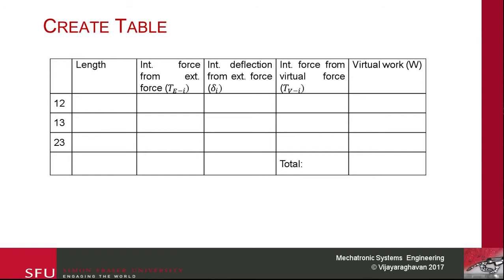The easiest way to do this is to have a table with the length, the internal forces, the internal deformation, the virtual forces, and the work done. I'll give you the lengths here. We already calculated all of these values, so we're going to fill in the forces here. Now I'll give you a few minutes to fill in the deformations. So these are the deformations. Make sure we have the correct signs. These are real deformations inside the link. Fill in the virtual forces.